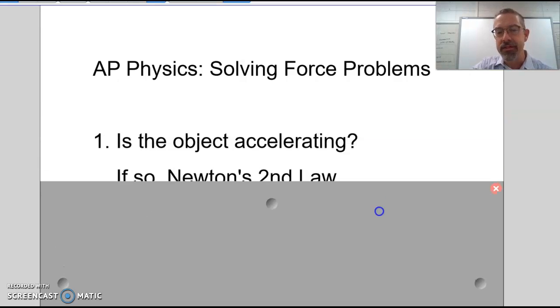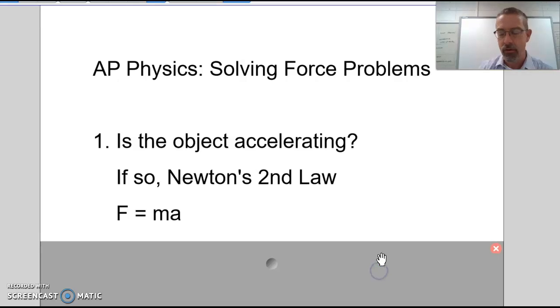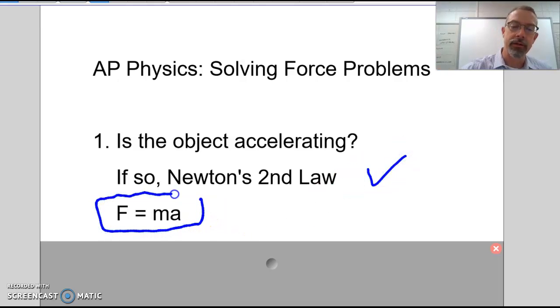So the basic idea is this, okay? Whenever you face one of these problems, the basic premise you should be setting up with is: is the object accelerating? If the object is accelerating, then Newton's second law of motion will be applied. Newton's second law should be one of your new toolbox equations, and that is F equals ma. And when I say F, that is a net force.